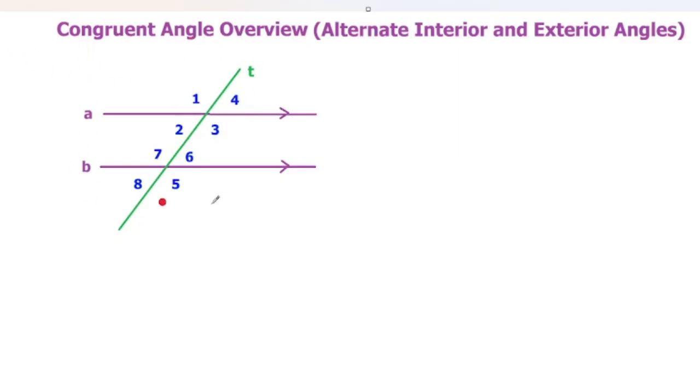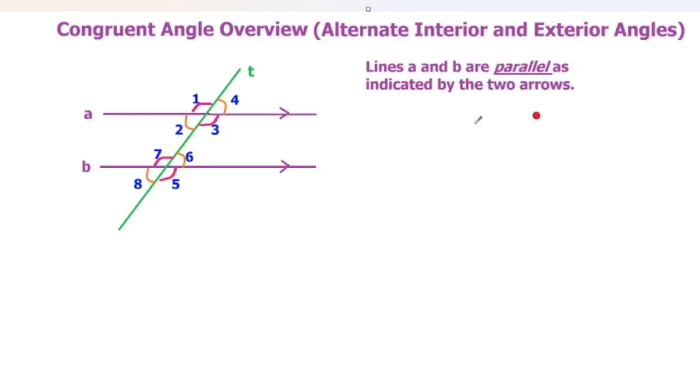So here we have some lines, and let's review what those lines are. So we have line A and B, and we have all the angles numbered. So lines A and B are parallel as indicated by the two arrows. Okay? So they're parallel. That's what the two arrows mean.